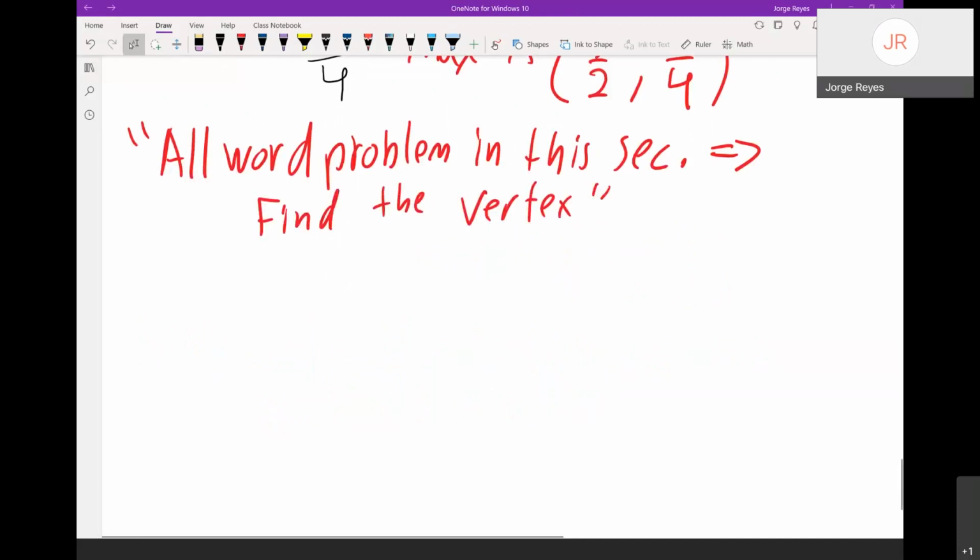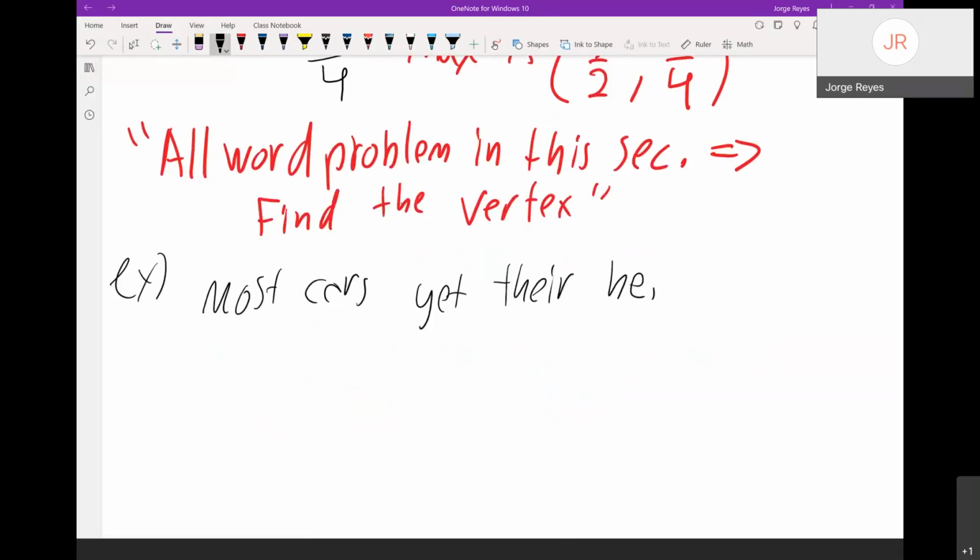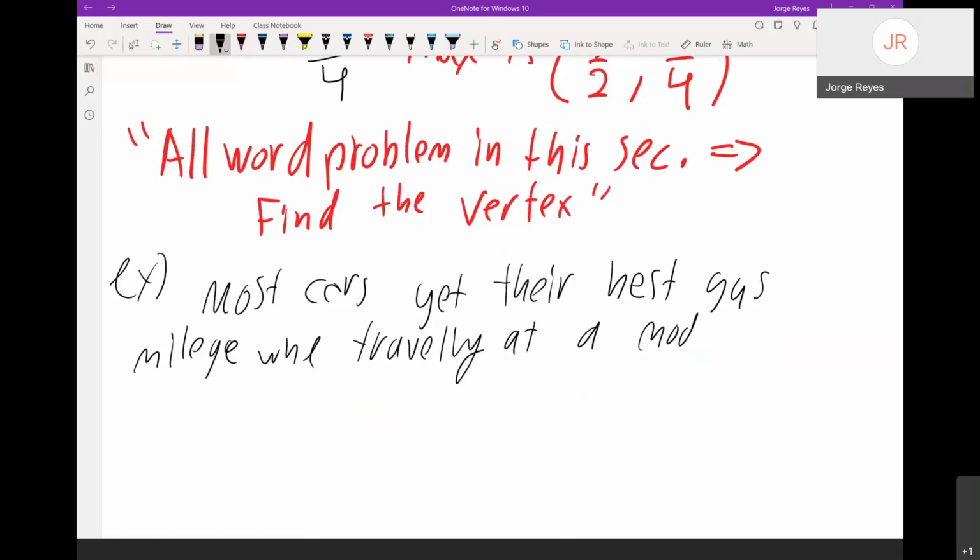Okay, so I'm going to write down this pretty long word problem. Most cars get their best gas mileage when traveling at a modest speed. This is actually a real problem, right? We all know highway MPG is greater than city MPG. But this word problem is about to expire, because we're all going electric soon.